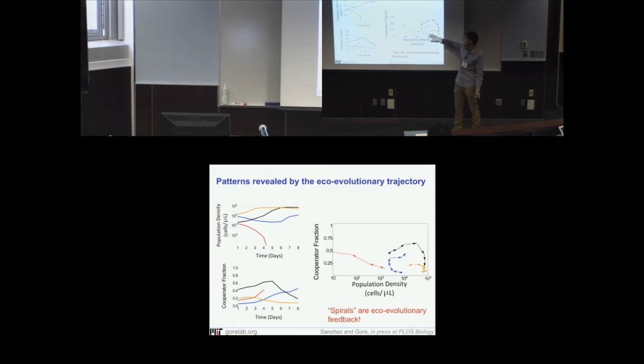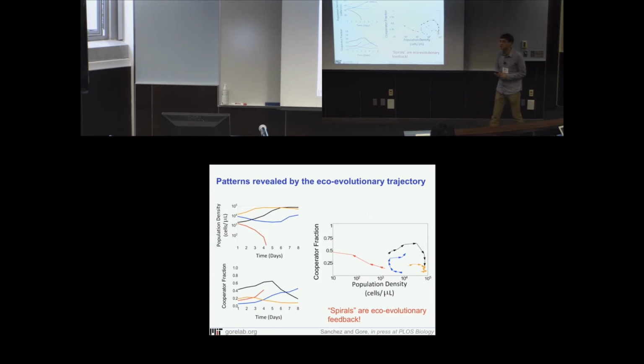So what happens here is that you start here. There are not enough cooperators to break down the sugar. Population size starts going down. But that starts favoring the cooperators because they have some preferential access, so the cooperative fraction starts going up. But as that happens, there's more and more sugar, so the population size starts increasing. As that happens, that leads to a situation that favors the cheaters, and so you get a decrease in the cooperative fraction. So this leads to a spiral in this eco-evolutionary space.